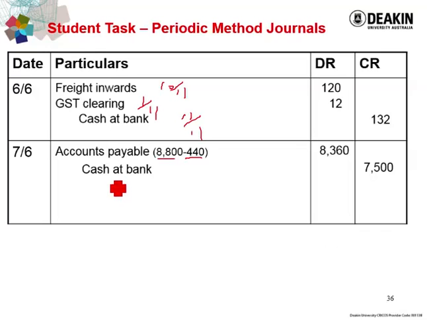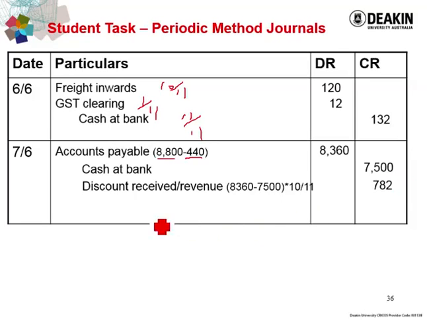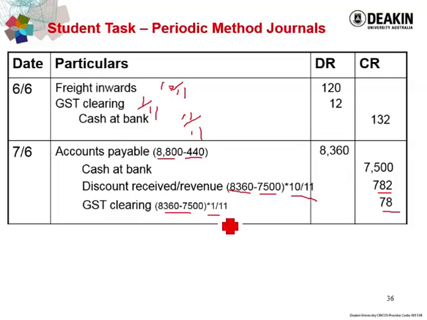So we credit cash at bank $7,500. This is the amount that we pay. And then we credit discount revenue or discount received 782. So that is 8360 minus $7,500, and we need to take out the GST, so we multiply by 10 over 11, and we credit GST clearing $78. So which is 8360 minus $7,500 and multiply by 1 over 11, because we try to reduce GST recoverable when we receive discount.